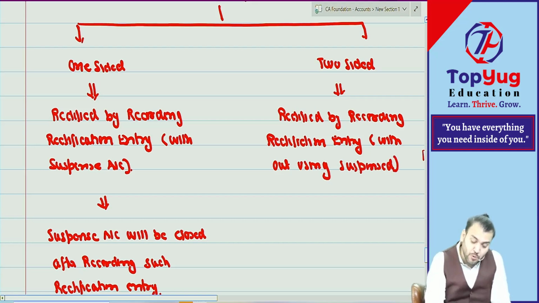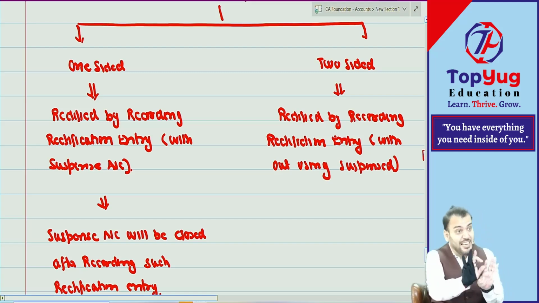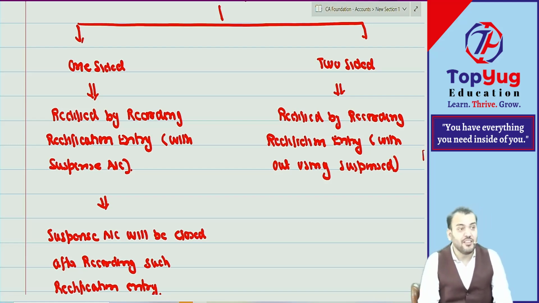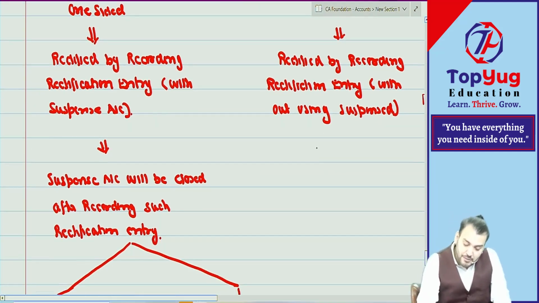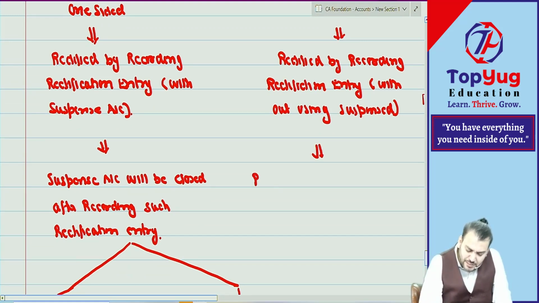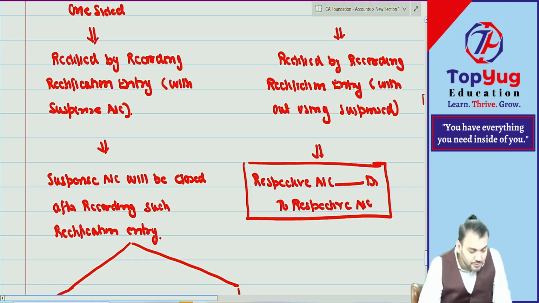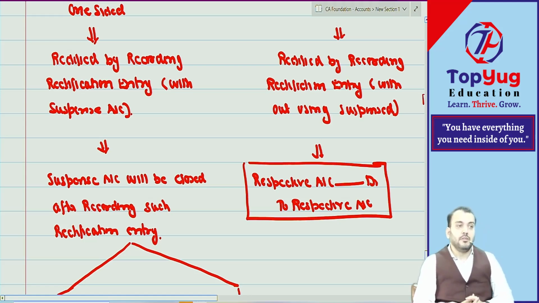Means can I say for both one-sided, two-sided, we are passing a rectification entry. You can see we are now recording a rectification entry only. But one-sided by using what? Two-sided without using what? Understood this point? Means in this the rectification entry will be respective account debited to what? Respective account. Have you understood what I want to say? Correct? Have you understood?